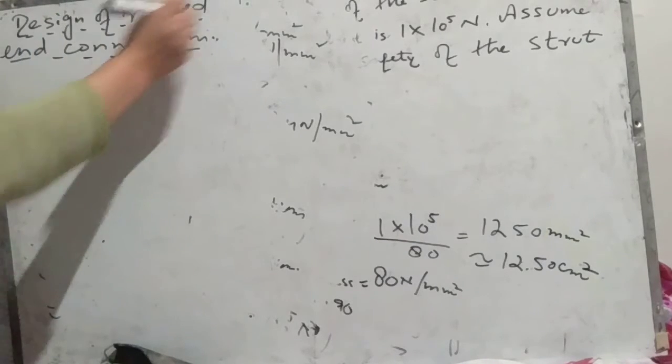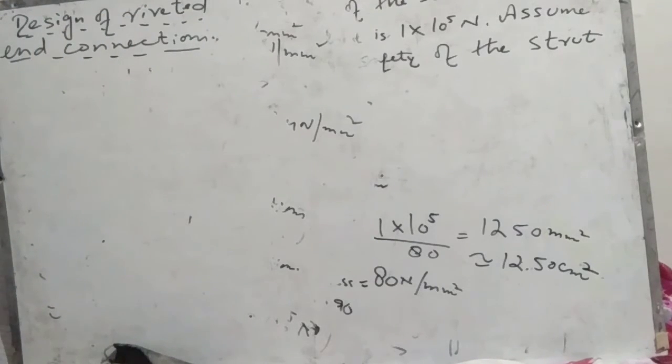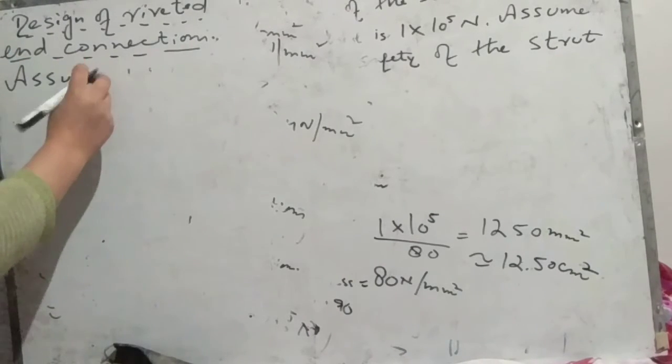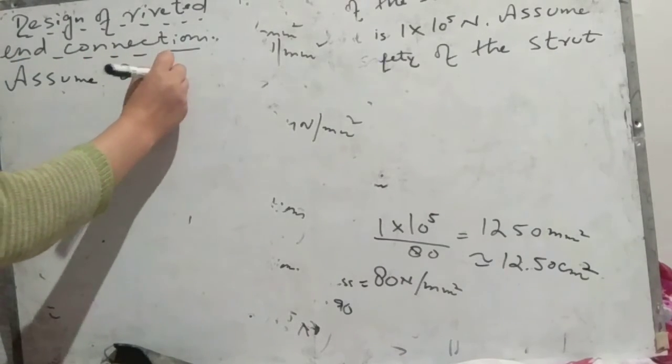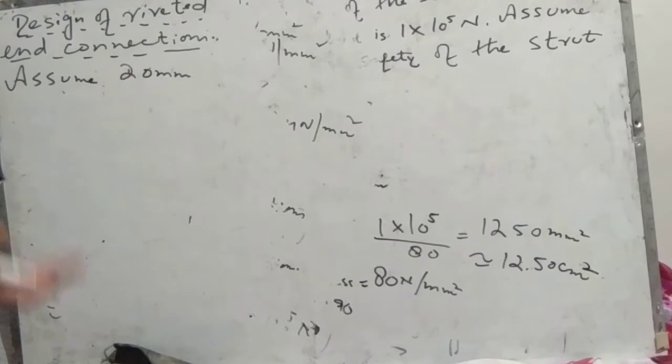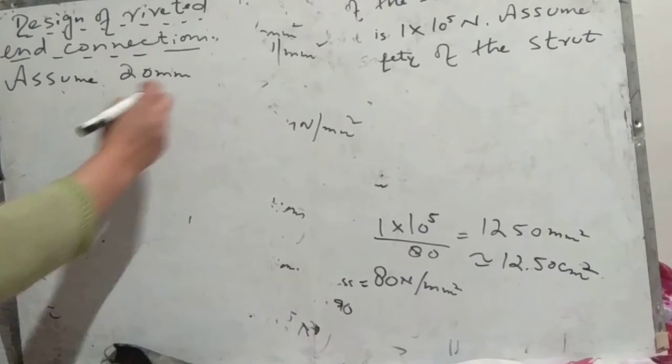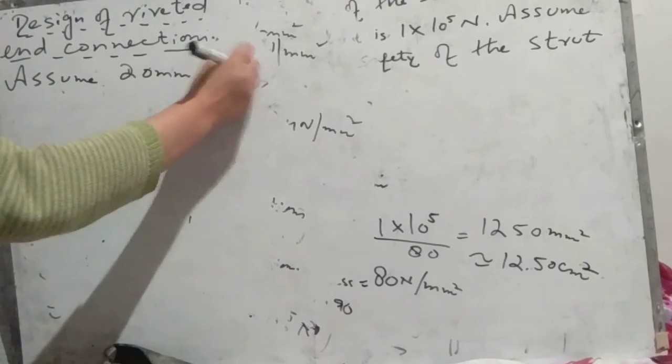In design you should remember it. If any data is missing, you can assume it, like you assume permissible compressive stress, you can assume diameters. So you have to assume 20 mm. You can assume also 22. It's not any hard and fast rule that you have to select only 20 mm dia. You can assume 20, 22, 24, 26. It's your choice. So assume 20 mm dia.